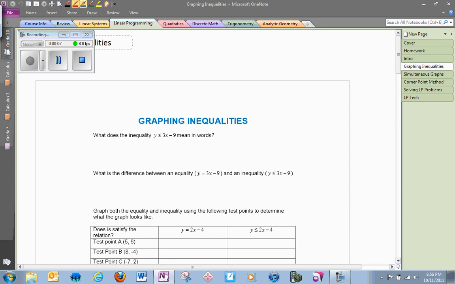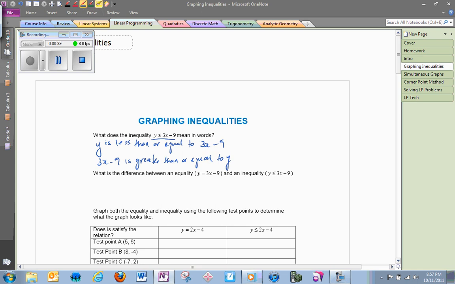The first question here says, what does the inequality that's given here mean in words? Well, it means that y is less than or equal to 3x minus 9. Another way to say it is 3x minus 9 is greater than or equal to y.